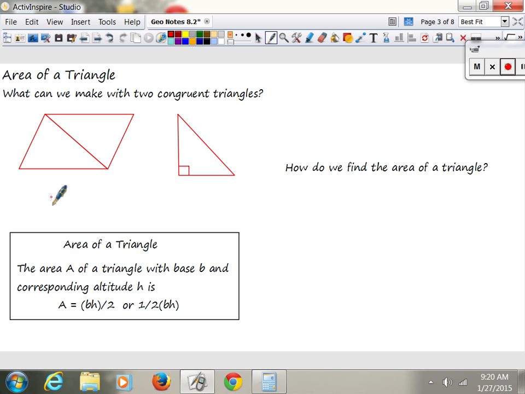If I had another congruent triangle here, I could go like this. I could go like this. And I would have an exact rectangle. Two congruent triangles would also make a rectangle. Now a rectangle is a parallelogram. So any two triangles would make a parallelogram. What is the area for a parallelogram?